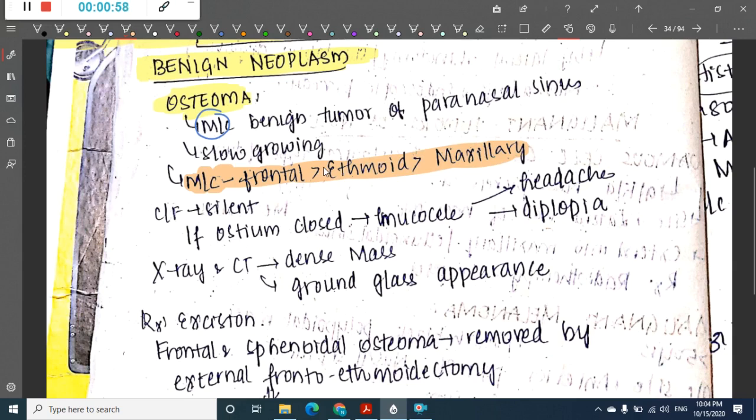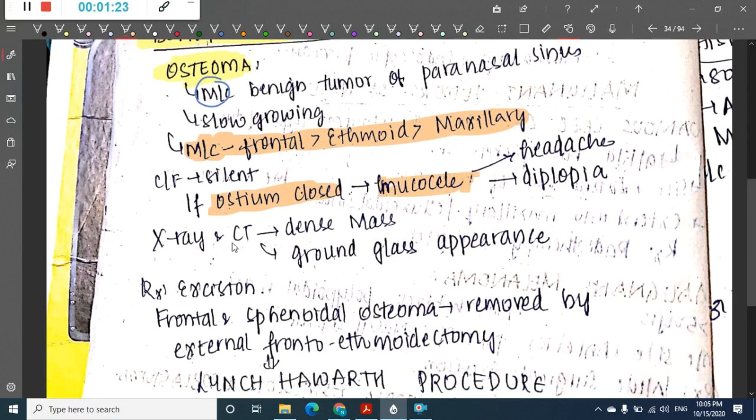If you see clinical features, osteoma does not have lots of features. It is mostly asymptomatic or silent. Because of this osteoma, if the ostium, that means the drainage system of the sinus, is closed, that will lead to mucocele. This mucocele will cause headache and diplopia.